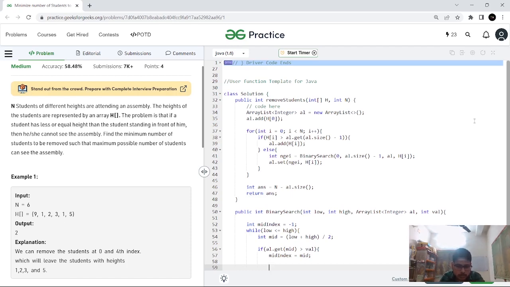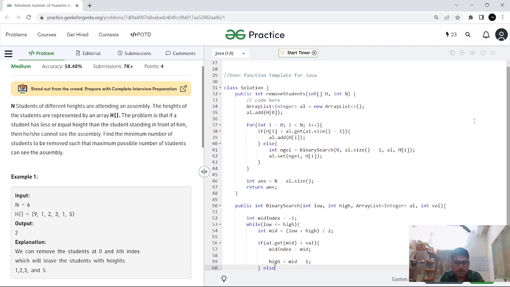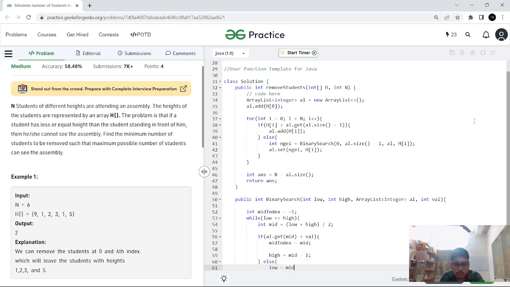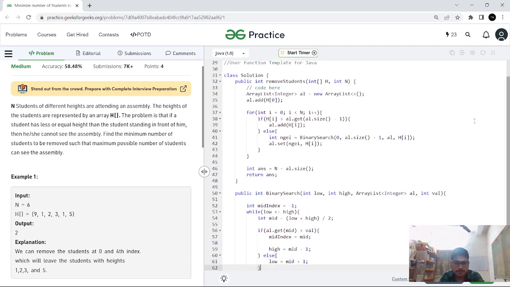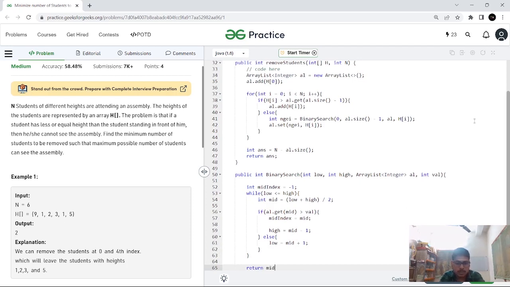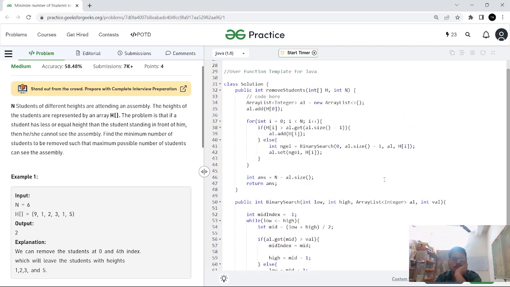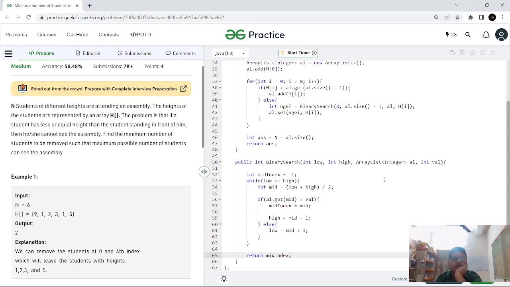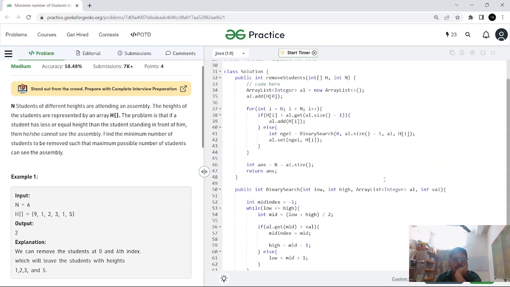So what we will do? I will do high equal to mid minus 1. And else my low is going to be my mid plus 1, and I will return my mid index. Okay, so I hope I am done. There should be no error. Okay, let's submit it and see.